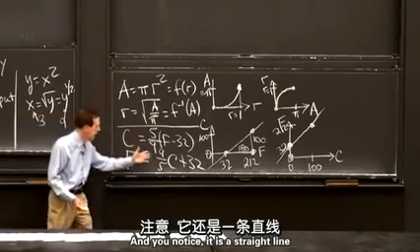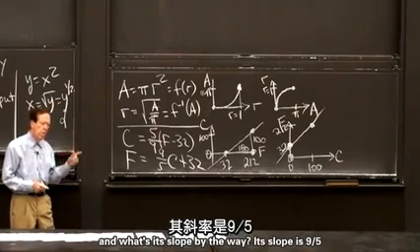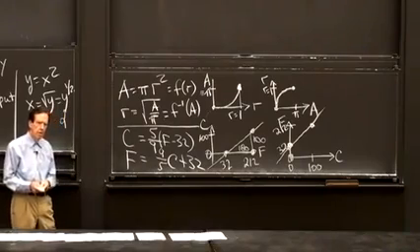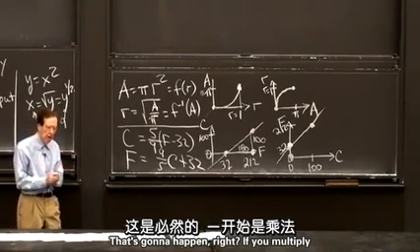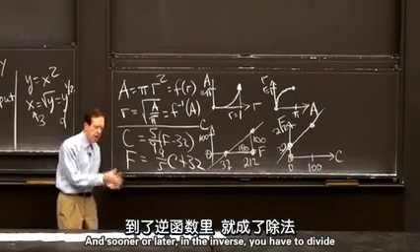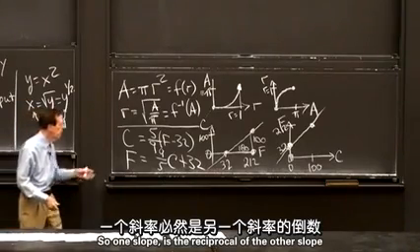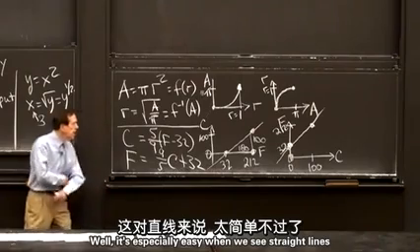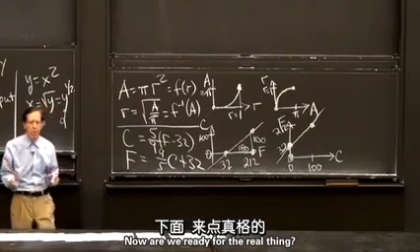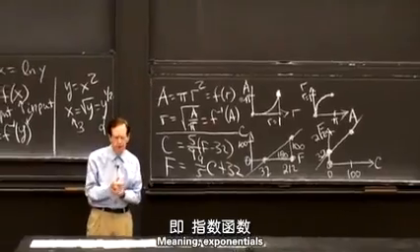And you notice it is a straight line. And what's its slope, by the way? Its slope is 9/5, where this had a slope of 5/9. That's going to happen, right? If you multiply, then sooner or later, in the inverse, you have to divide. So one slope is the reciprocal of the other slope. Well, that's especially easy when we see straight lines. Okay, now are we ready for the real thing, meaning exponentials?